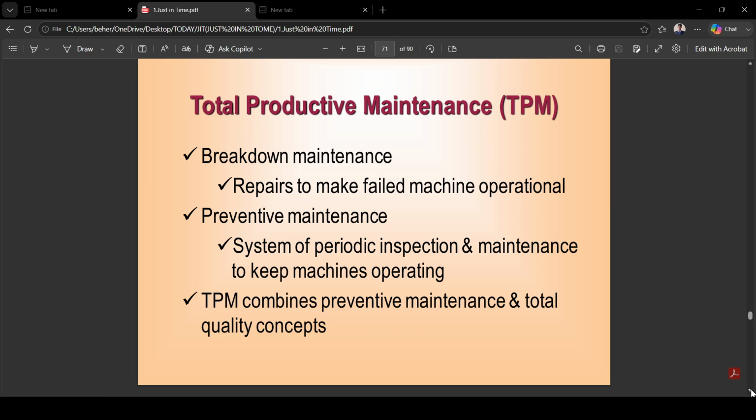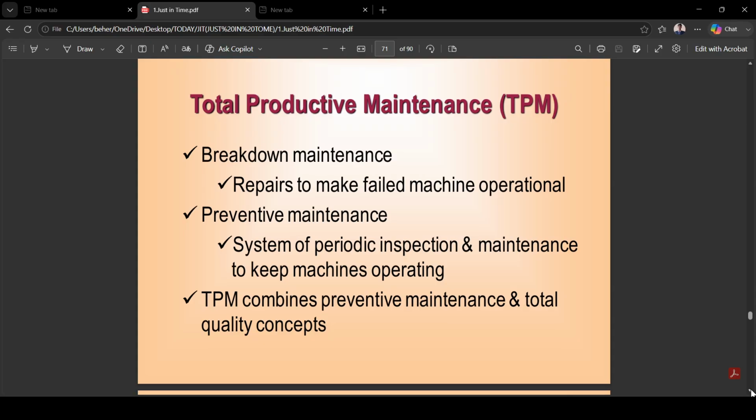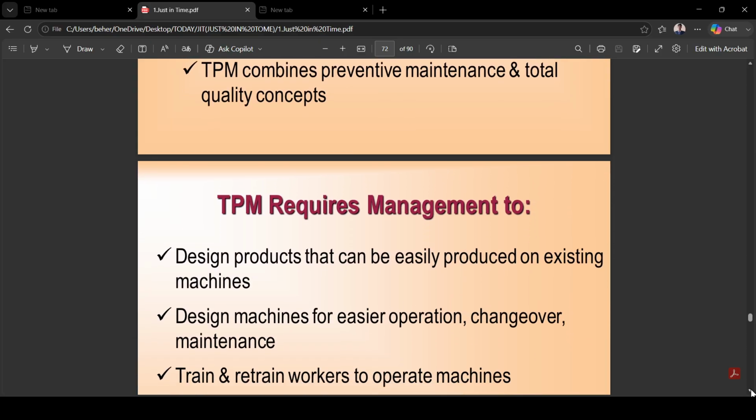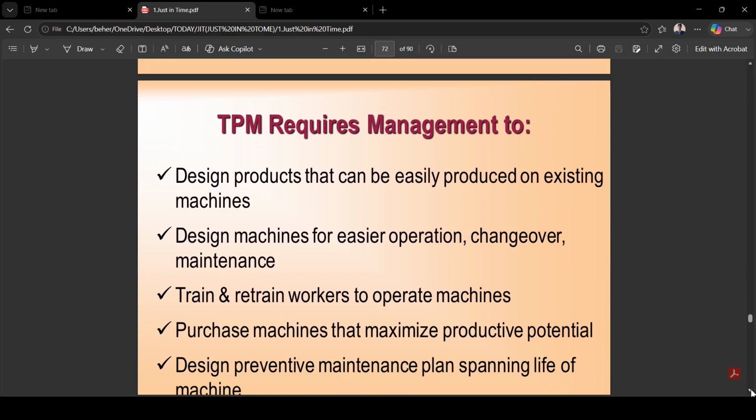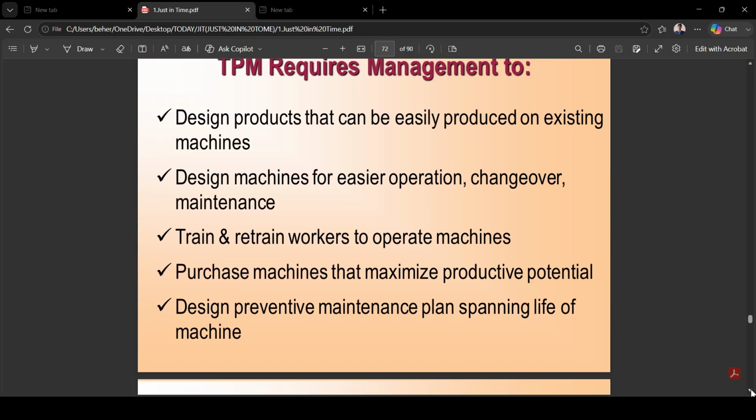And total productive maintenance. Breakdown maintenance refers to making a failed machine operational. Preventive maintenance is systematic, periodic inspection and maintenance to keep the machine operating. TPM combines preventive maintenance and the total quality concept. TPM requires management to design products that can be easily produced on existing machines, design machines for easier operation or changeover maintenance, train or retrain workers to operate machines, purchase machines that maximize product production, and design preventive maintenance, planning for the machine's life potential.